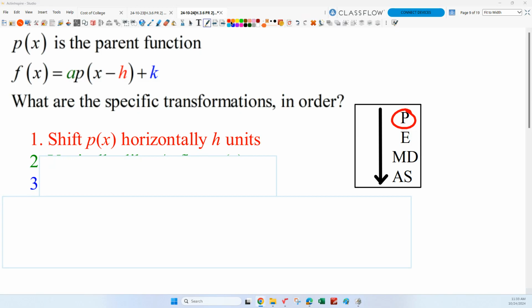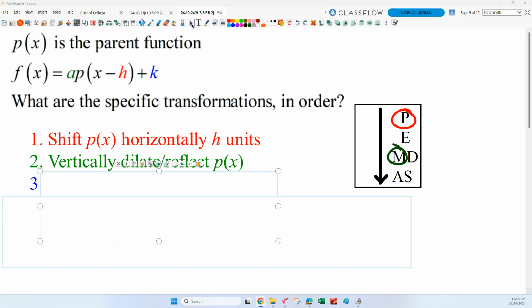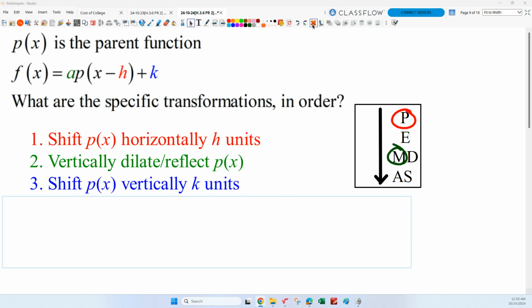We'll say it again. Vertical dilate. Okay, so the A, we got to multiply next. So next would be vertically dilate this thing, right? Apply the dilation factor, so that would be multiplication. And what would come last? Yeah, addition. So we do the K, which would be the vertical translation, right?